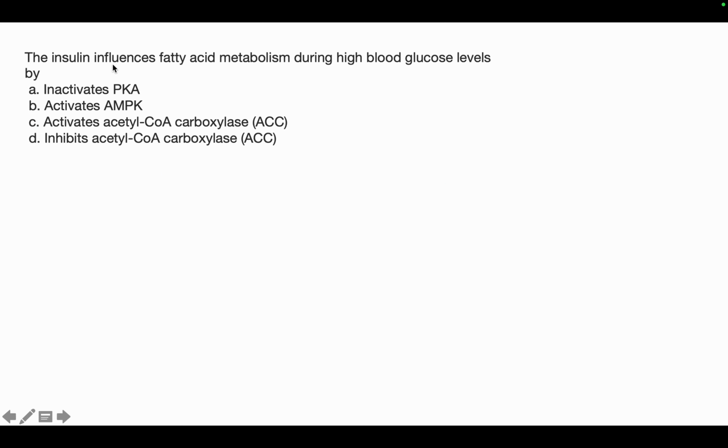Insulin influences fatty acid metabolism during high blood glucose levels by allosterically activating... As we have seen before, it will allosterically activate the acetyl CoA carboxylase, ACC, enzyme.